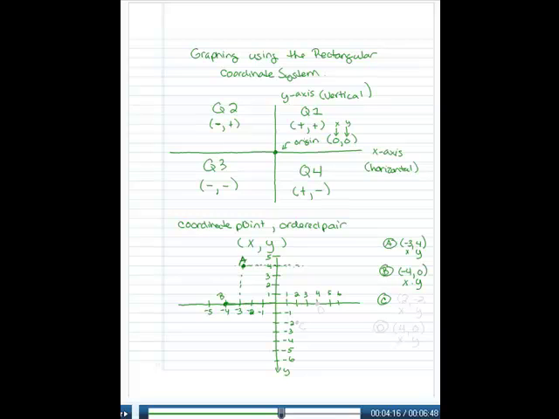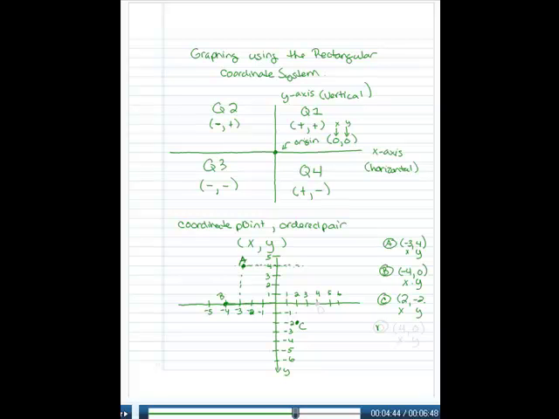Let's try another one. I'm going to label this point C. Let's try +2, -2. Again, my x-axis, I'm going to go to a +2, and on my y-axis, I'm going to go to a -2. So on the x-axis, you want to move over to the number 2, and then you're also going to go down 2. So my point is where 2 and -2 intersect, and I'm going to label that C.